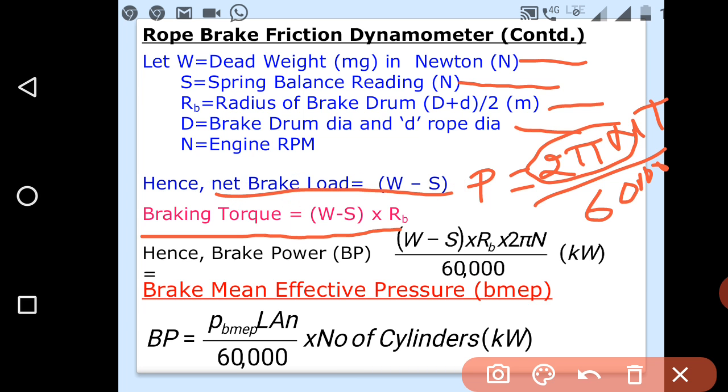So the same thing we have done: we have replaced the torque with W minus S, which is the net load, and the perpendicular distance through which it acts on the flywheel or brake drum, so that we can get the brake power.